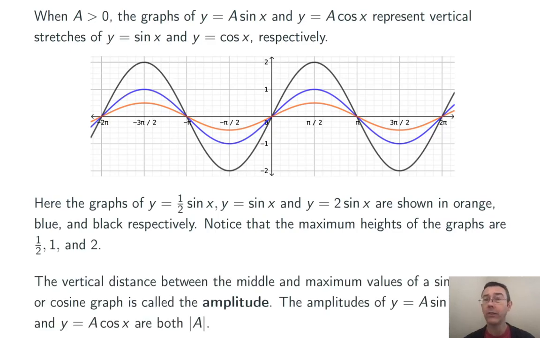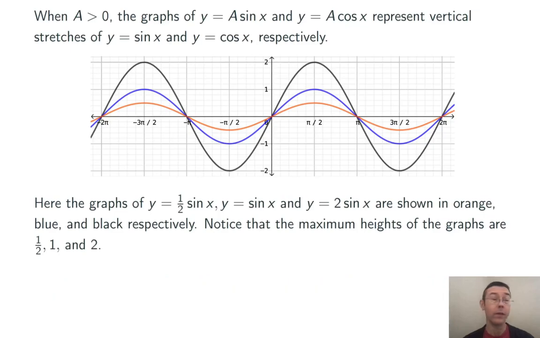The vertical distance between the middle of a sine graph or cosine graph and the maximum is called the amplitude of the graph. The amplitude of a sine x and a cosine x is going to be the absolute value of a. So we're throwing away a negative sign if there is one there.